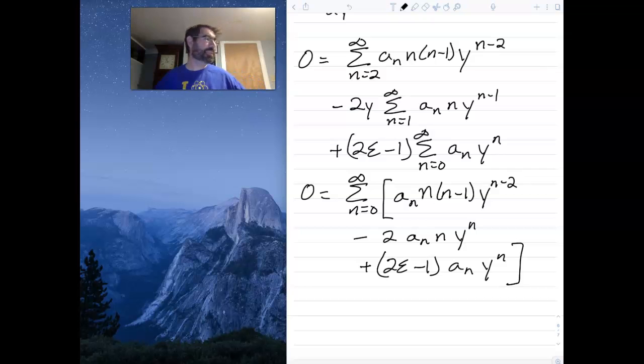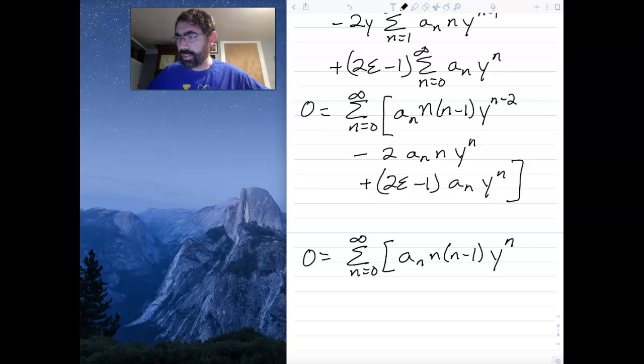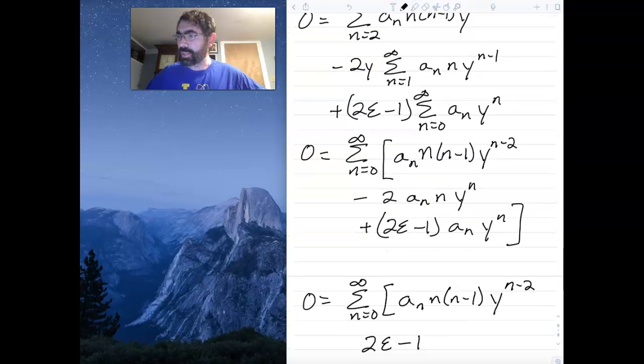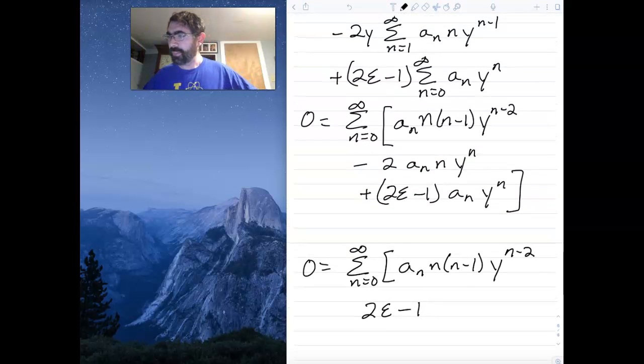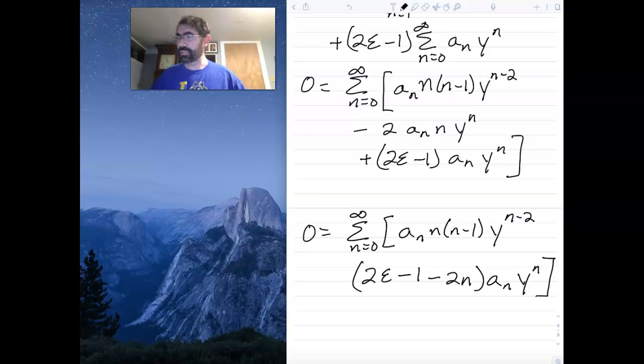Let me combine terms. If I combine the second and third terms, I get the sum of a_n n(n minus 1) y to the n minus 2, and then I get 2 epsilon minus 1 minus 2n, a_n y to the n. Okay.